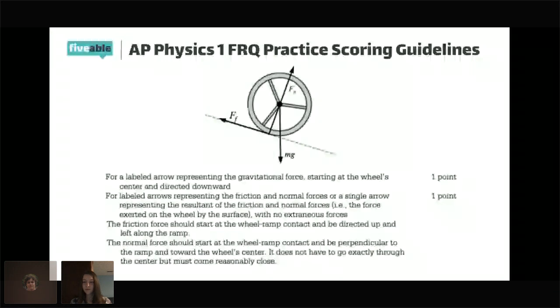Yeah, actually, if a wheel is going up a ramp, rotating, then it is in the direction of motion. And then you get the normal force with contact, and basically you just get 2 points for your entire free body diagram being right. And they give you one specific point for the force of gravity, and I think that's the easiest one to label.